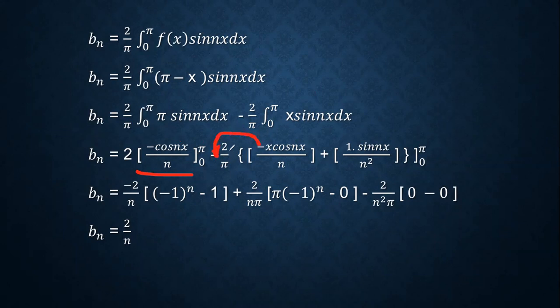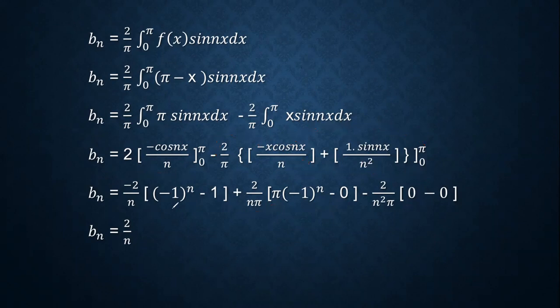So that's why plus 2 by pi into n, integration x into cos nx. If you substitute the upper limit, pi into cos n pi, the value is pi into minus 1 whole power n. If you take the lower limit, minus 0 into cos n into 0, any value multiplied by 0 will be 0, and the third term will be 0 only.